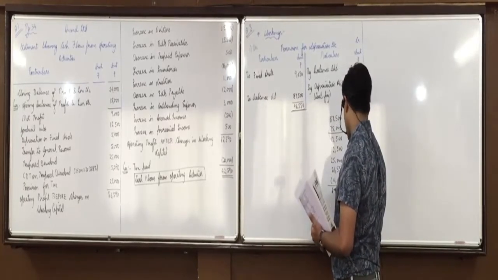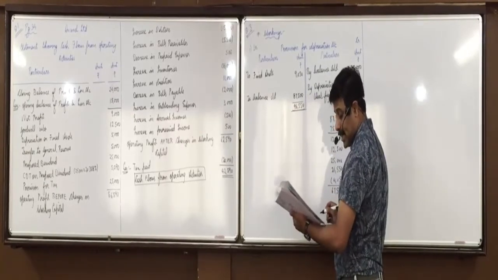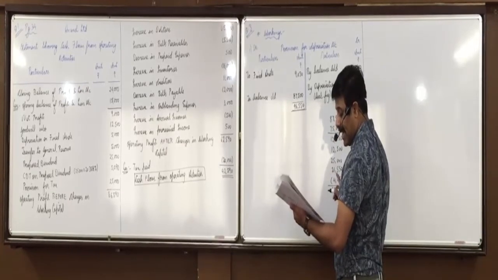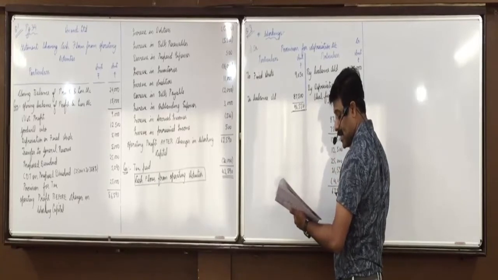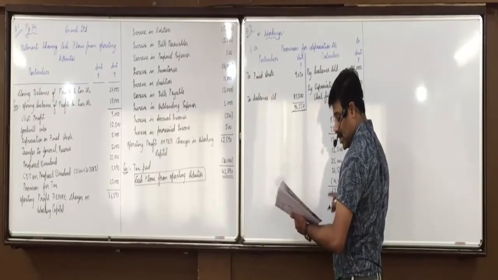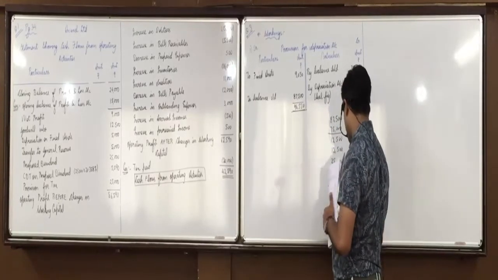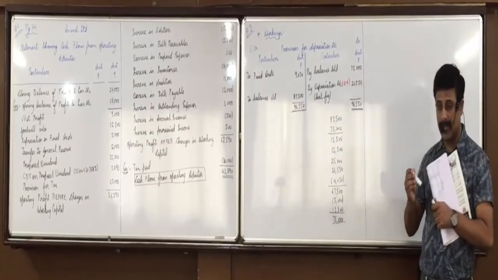67,500. Then you will take current assets and current liabilities effect. So increase in creditors you will add 9,000. Decrease in outstanding salaries you will minus 5,000, and decrease in debtors you will add 12,500. So the final answer comes to this, cash flows from operating activities. Is everyone clear with this?